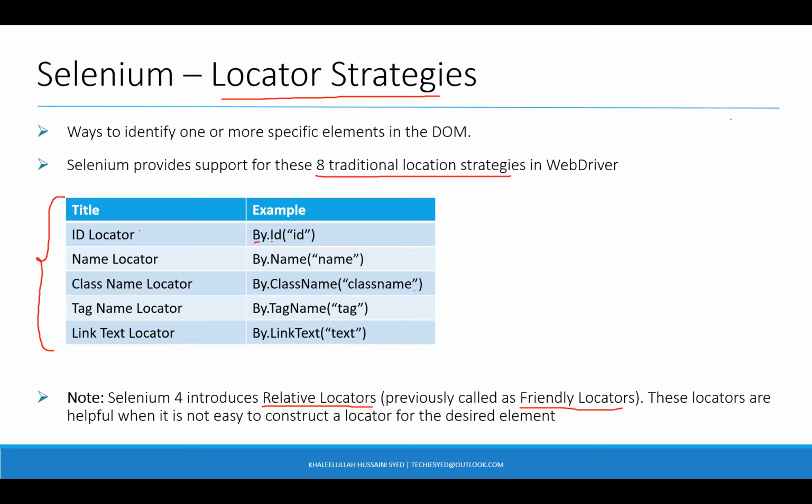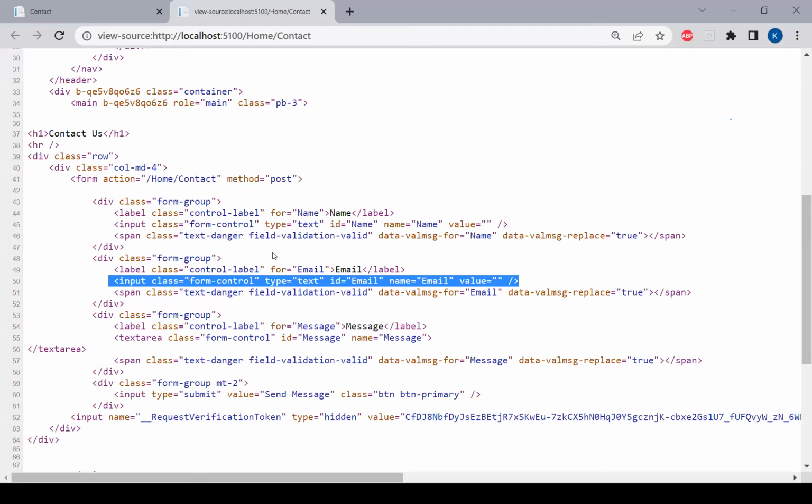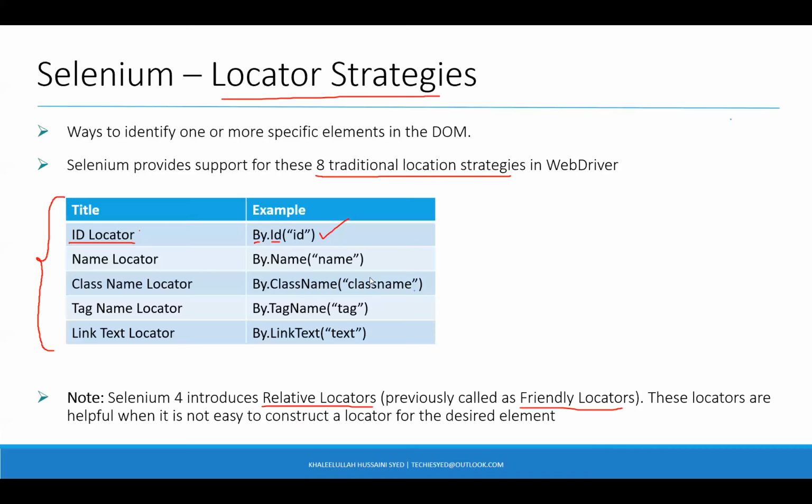By is a class. It has a method called ID that takes the ID of an element and returns it. It is called the ID locator. So if I need to find this element, I can provide the value for this ID attribute, and it will search and find that particular element for me. Similarly, there is the by.name method, which takes the name as the parameter and finds the element using that name. It's called the name locator.